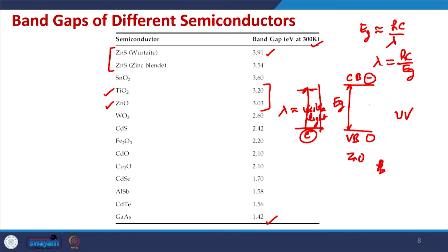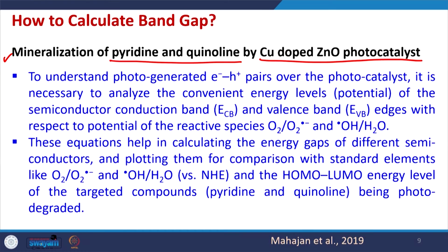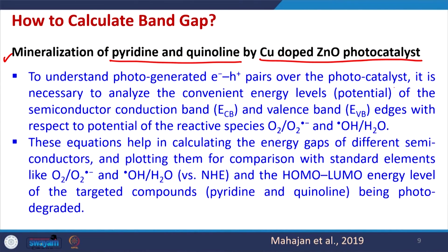So, we can reduce it by doping. So, we have some localized conduction band or valency band created either here or here. If we can do this, this is the reduction in the band gap. That is why here copper doped zinc oxide photocatalyst was created, and that has been used for pyridine and quinoline, which are difficult to oxidize compounds, for their mineralization.